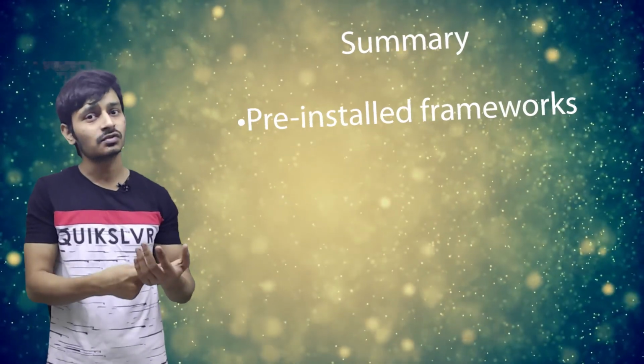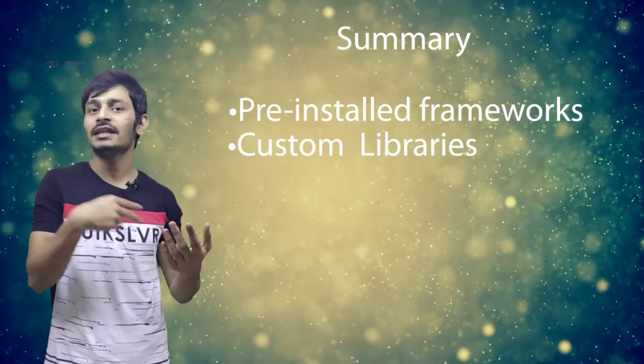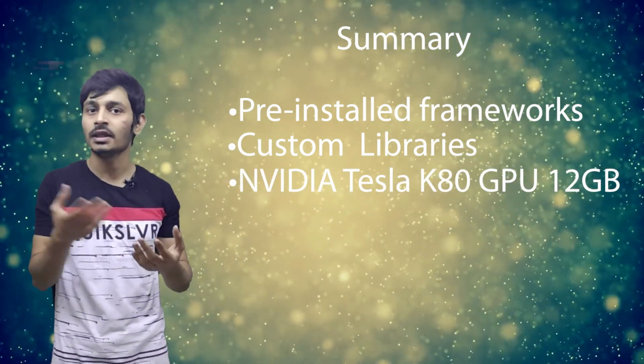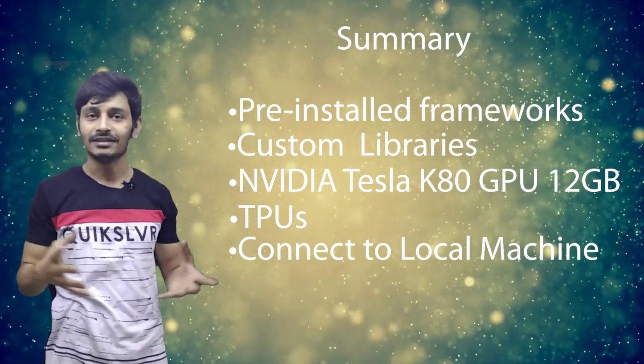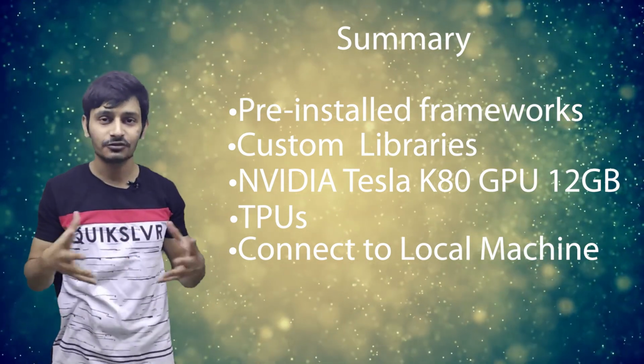Okay, so let's summarize the features of Google Colab. First, it comes with pre-installed frameworks and many important libraries for deep learning. Second, we can install our own libraries which we need. Third is NVIDIA Tesla K80 GPU runtime environment. Fourth is we can use tensor processing units as always. And fifth is we can connect to local runtimes to use our own files. So yeah, that's it for this video.